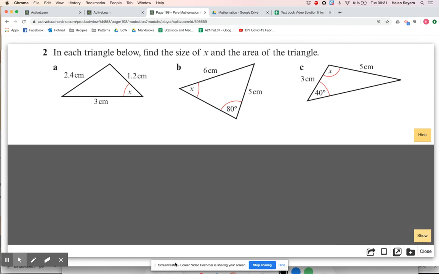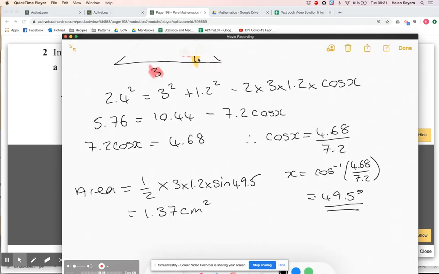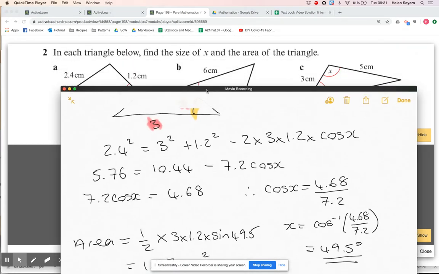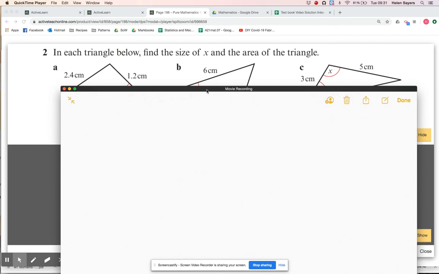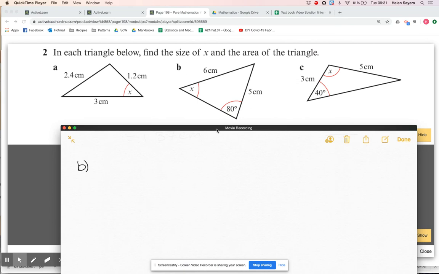All right then. So is question B the same? No. For question B, we're going to be able to use sine rule, which just makes it a little bit easier. Because for B, I have got an opposite pair where I've got the length of that side and I've got the opposite angle. So I can use sine rule there.